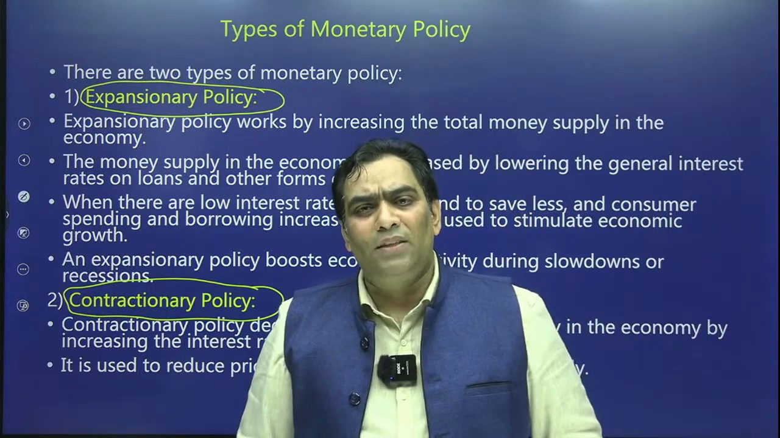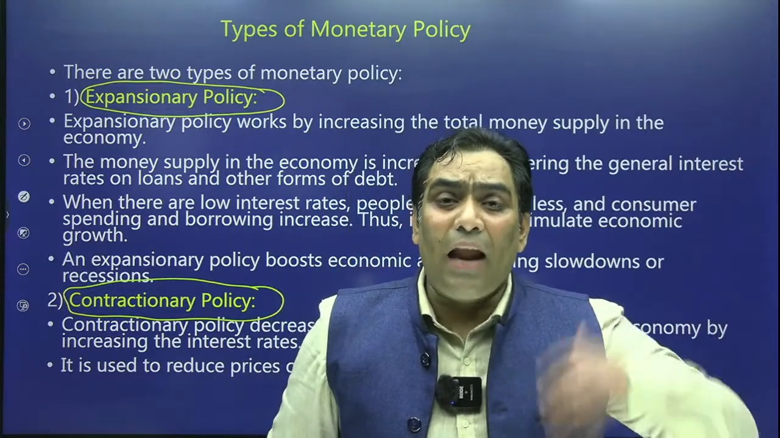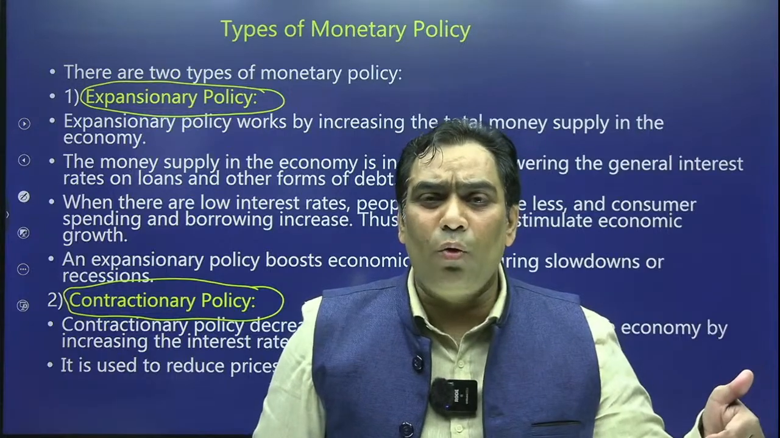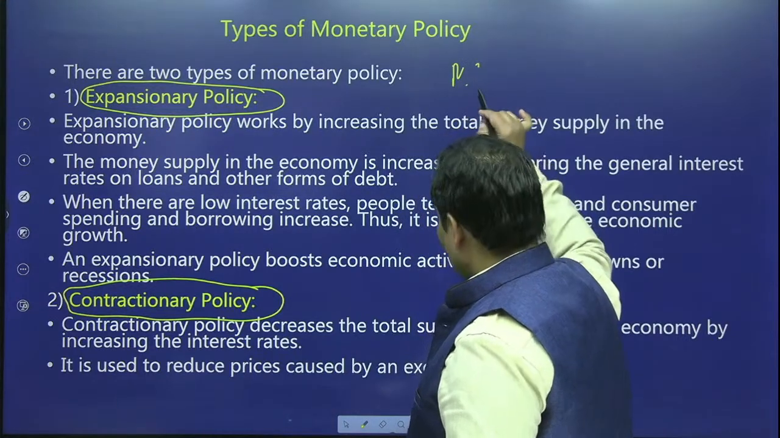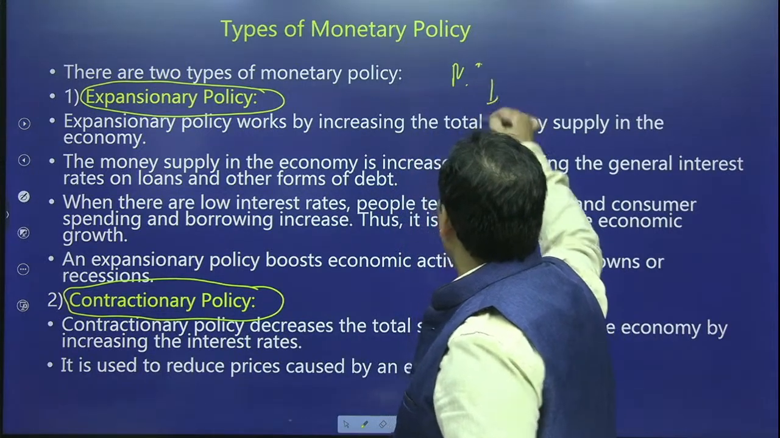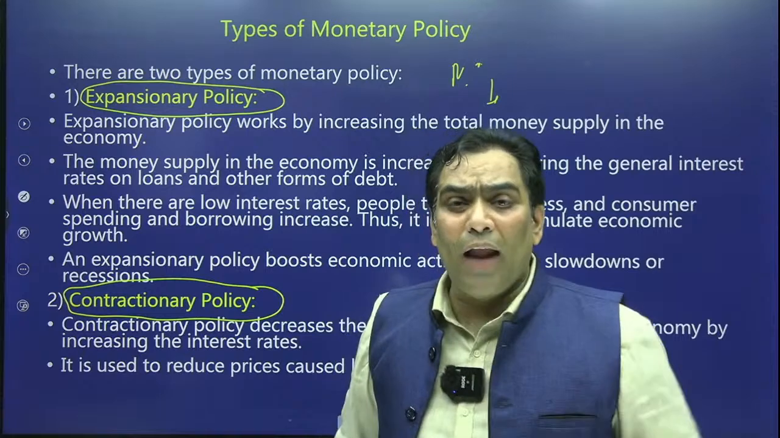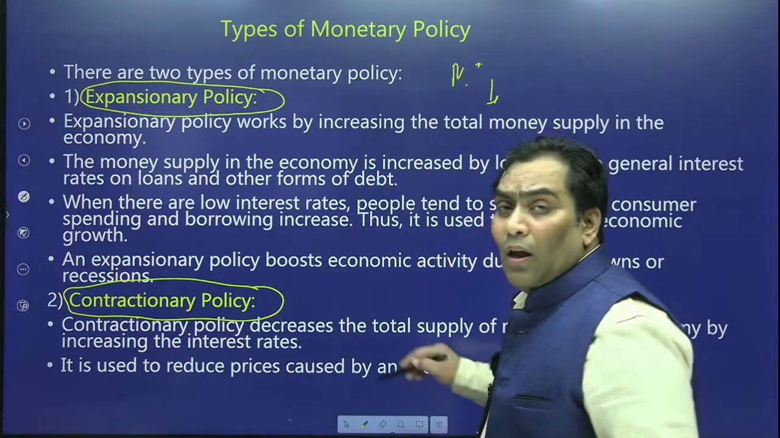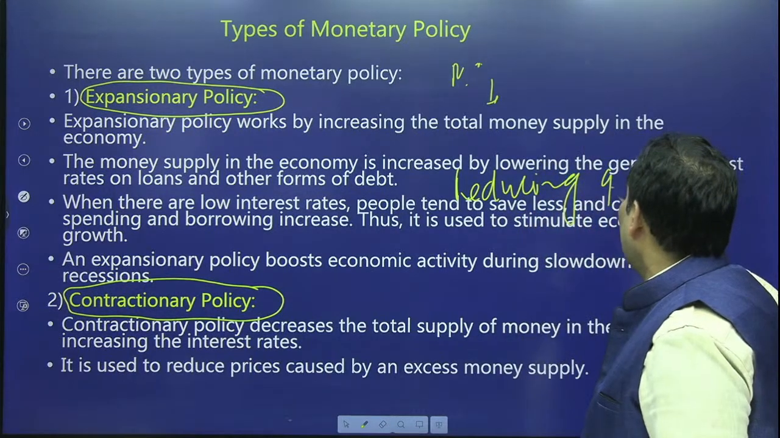What is the meaning of expansionary monetary policy? The meaning of expansionary monetary policy is that RBI wants to increase the money supply in the economy. And why does RBI want to increase the money supply in the economy? Because there is scarcity of money supply. And how will RBI increase the money supply? RBI will increase the money supply by reducing the interest rate in the economy.